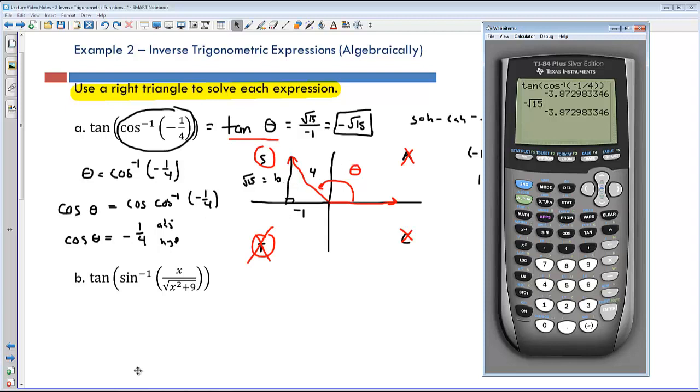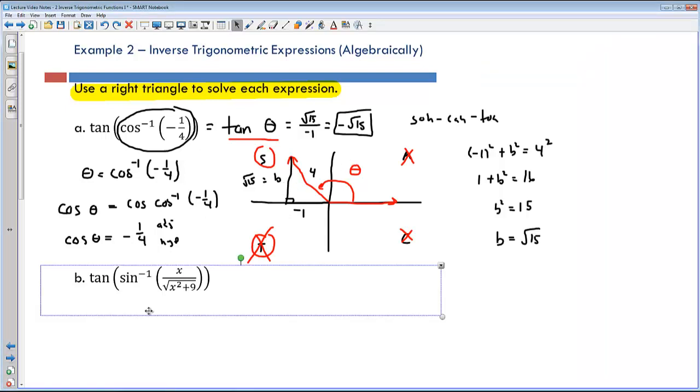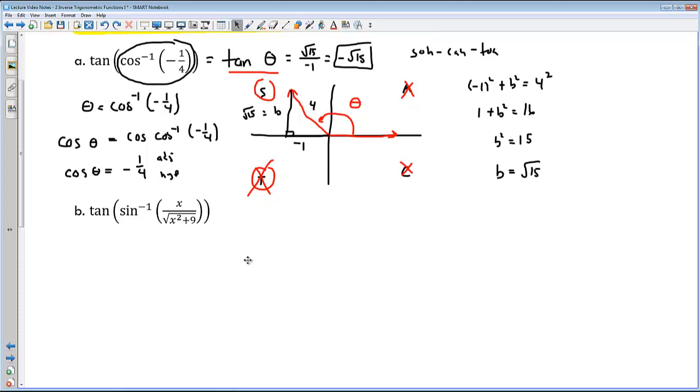All right, so let's do part B. Now, part B, I said, I feel is a little bit easier. It's a little bit easier because you don't have to actually worry about which quadrants you're in. On this one, let's start setting it up.